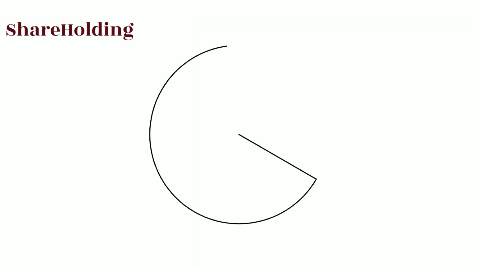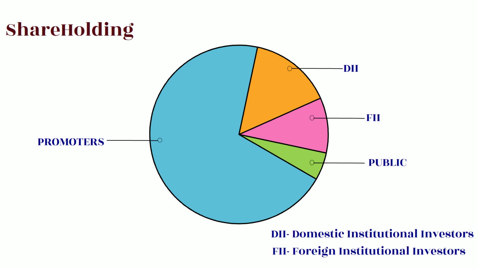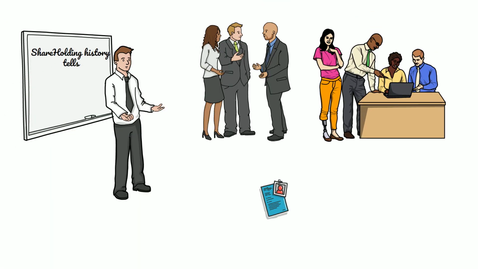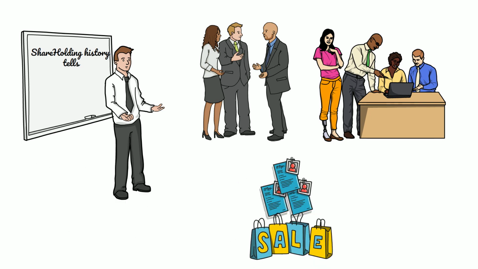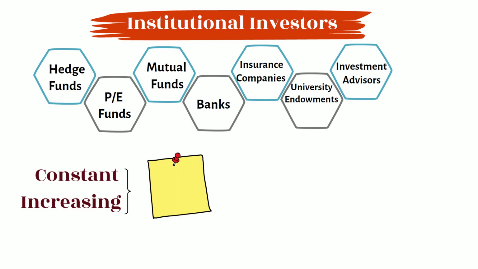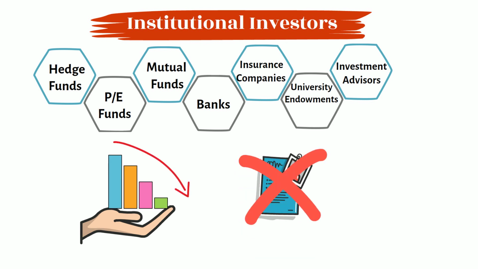Shareholding. It tells us the percentage of a company's shares being held by the promoters, domestic institutional investors, foreign institutional investors, and general public. Shareholding history tells you whether the parties are interested in buying the shares of a company or reducing the holding in a company. If the institutional investors' holding has been constant or increasing gradually, it means they are willing to hold or accumulate the stocks. If you see the numbers decreasing, then it is better to avoid the stock.